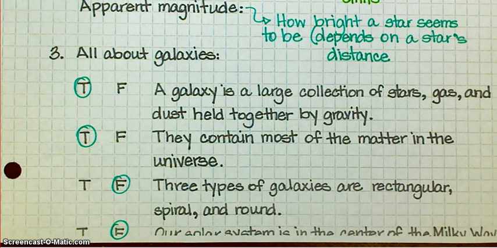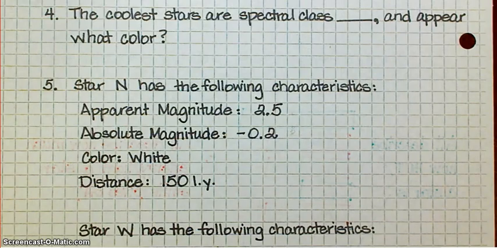Okay, so your page should look like that so far. Everybody got it? All right, let's go to the back. All right, number 4, page 288 might be very helpful. The coolest stars are spectral class what? M. Good. And what color do they appear? Red. They appear red.